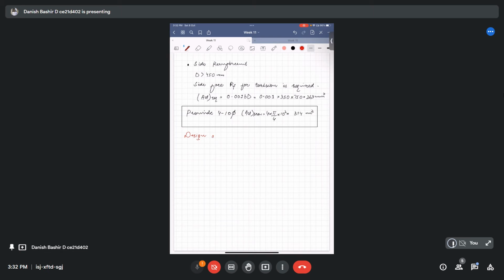Design of transverse reinforcement. Okay, so let's look into this section. In the previous class, I also told you for transverse reinforcement, when the torsion is present, we have to go for the equivalent nominal shear as per code.